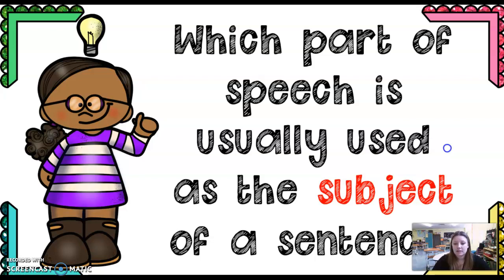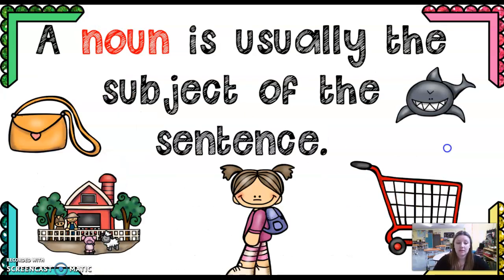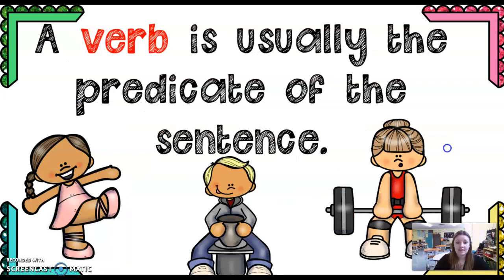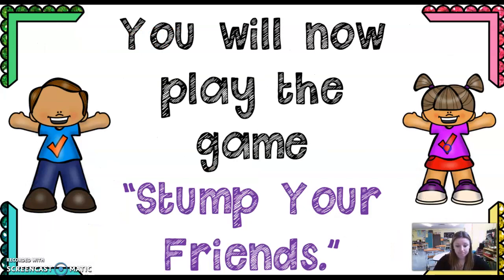Which part of speech is usually used as the subject of a sentence? The subject is usually made up of a noun. So it's the who or what the sentence is about. Okay, which part of speech is usually used for the predicate of a sentence? Thinking, what's happening in the sentence? That would be our verb. So our verb is typically the predicate of a sentence.